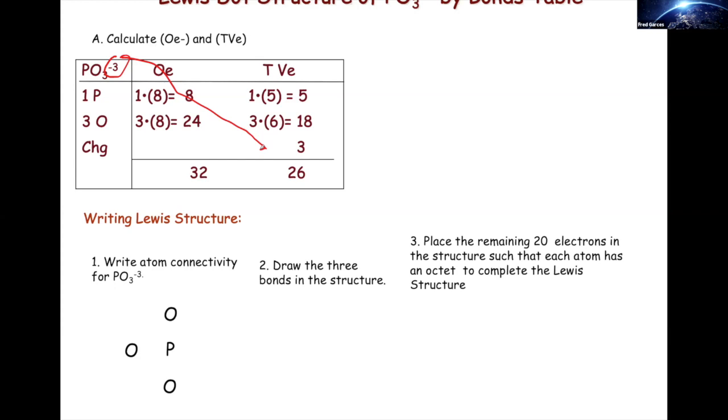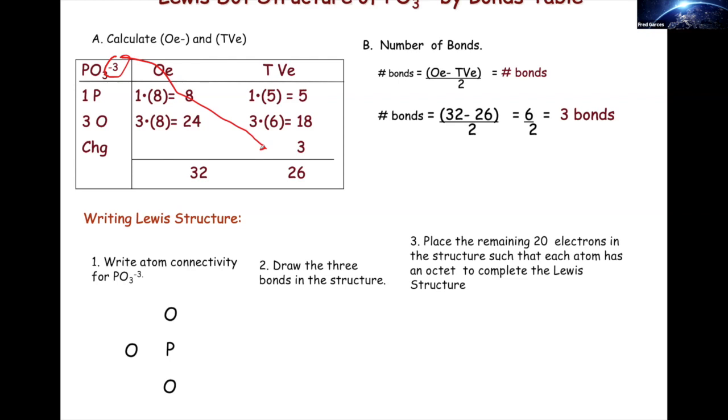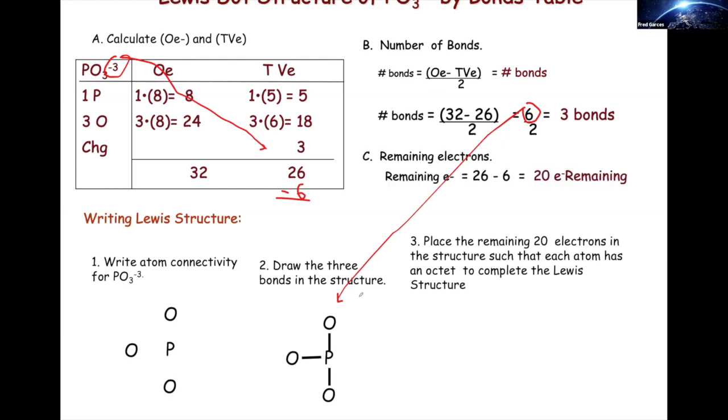32 minus 26 is 6, divided by 2. That's 3 bonds. If you take 26 minus 6, why 6? Because those are the number of electrons we commit to bonds. That's 20. 20 divided by 2, there's going to be a total of 10 lone pairs.